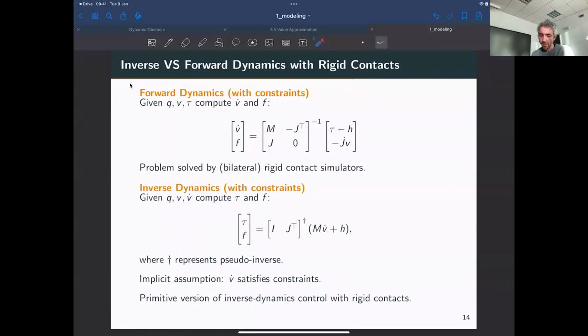We can think of this as a primitive version of inverse dynamics control with rigid contact, which is instead what we're going to develop in its most advanced version in the next few hours. So this is a very basic way of doing inverse dynamics control when we have rigid contacts. If you have a reference motion, V dots, that you want to follow, you can just compute the corresponding joint torques in this way.